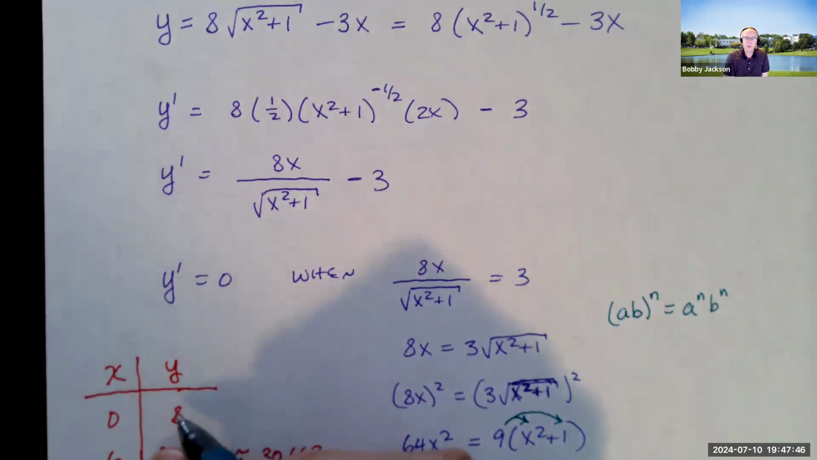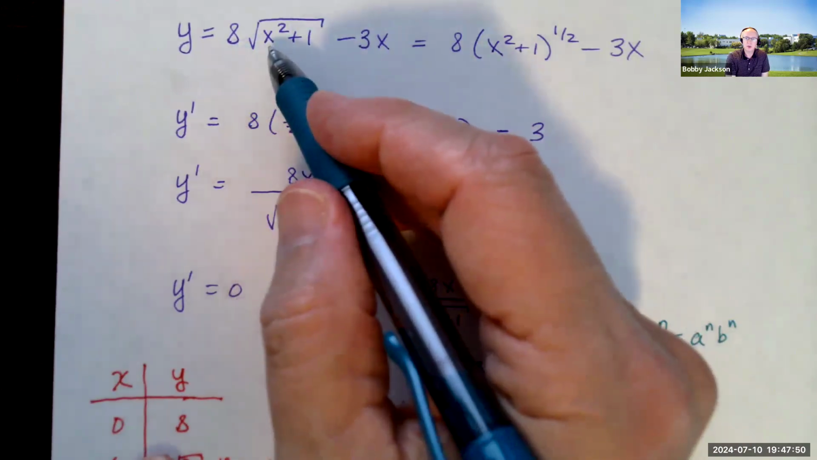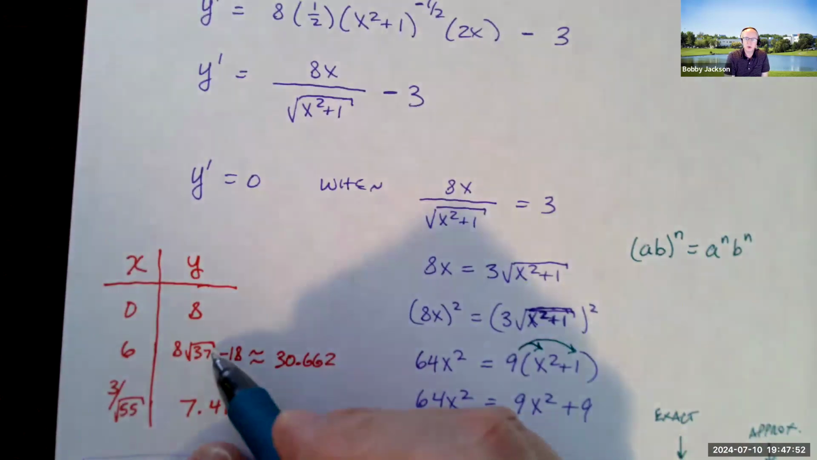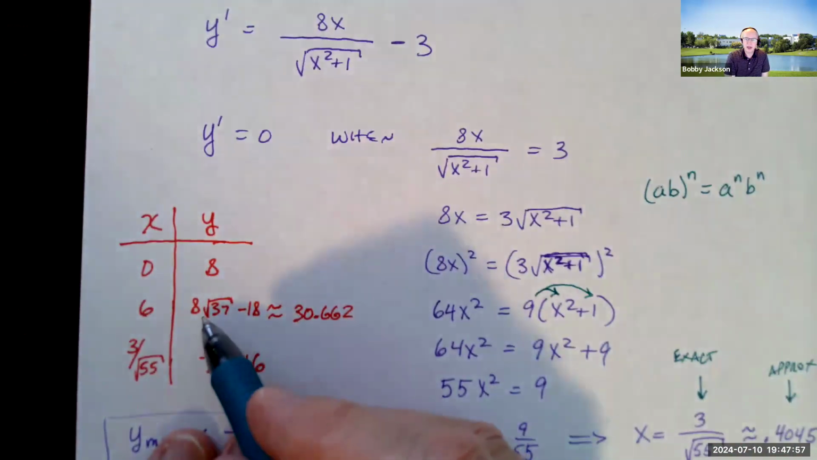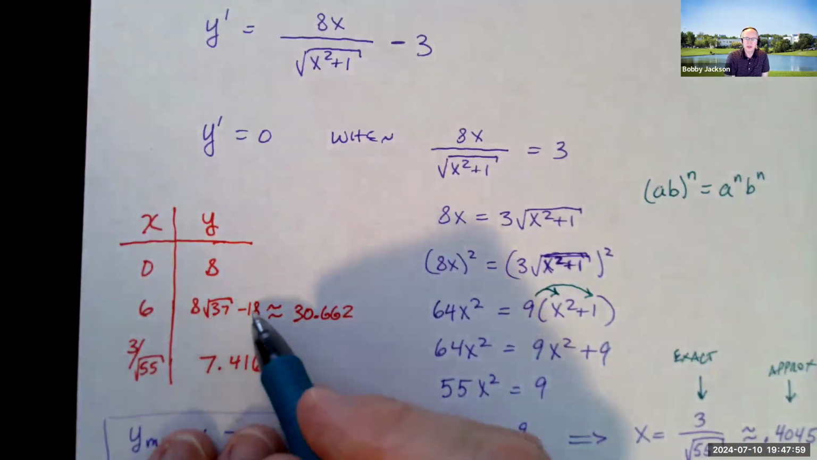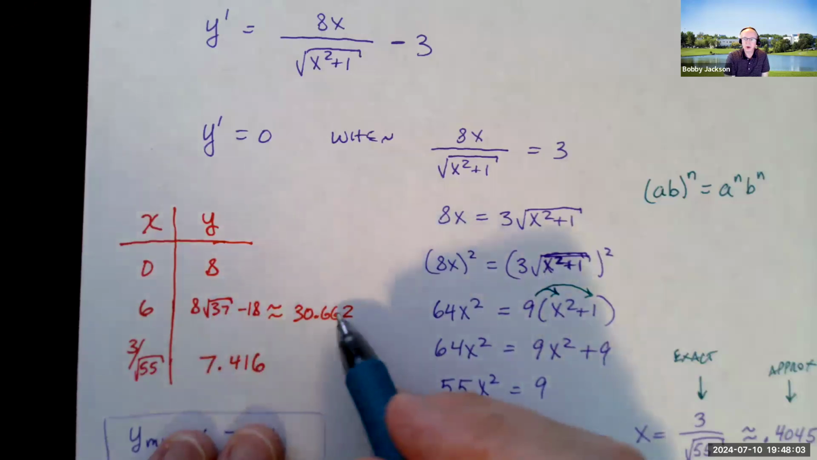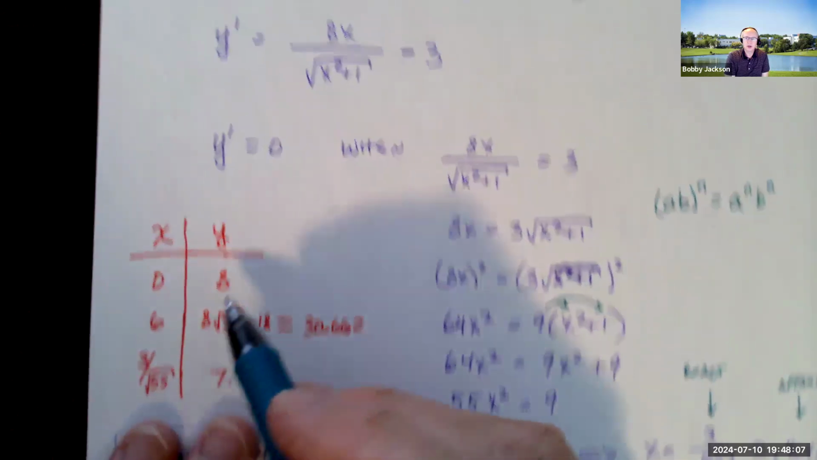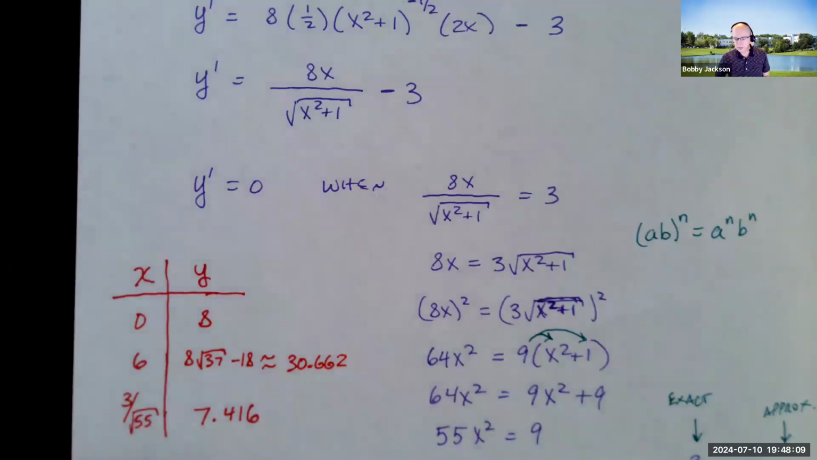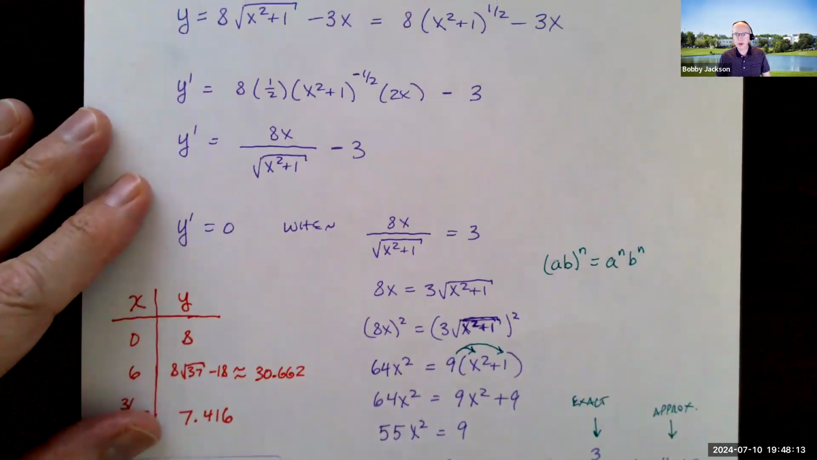And then what if I plug in 6? Well, it gets a little challenging now. 8 plus what? 6 squared is 36 plus 1. That's the square root of 37. And then 3 times 6 is 18. So I get 8 square root of 37 minus 18. So I can use the calculator to approximate it. This would be the exact value. This would be the approximation. And then what happens when I plug this in? Well, I'm not going to try and write that out. I'm going to actually use the calculator to help me get those values.